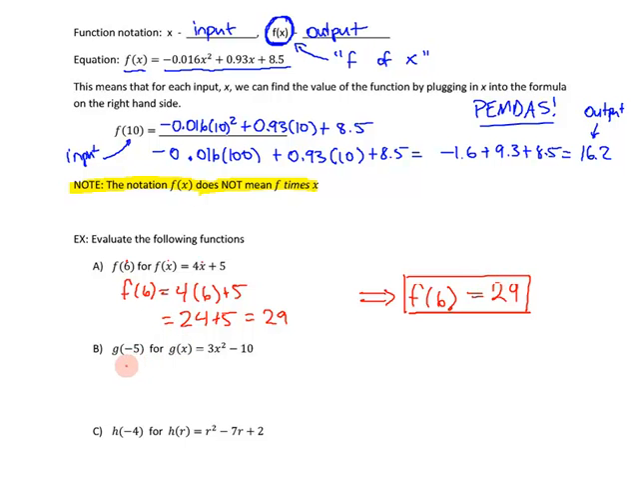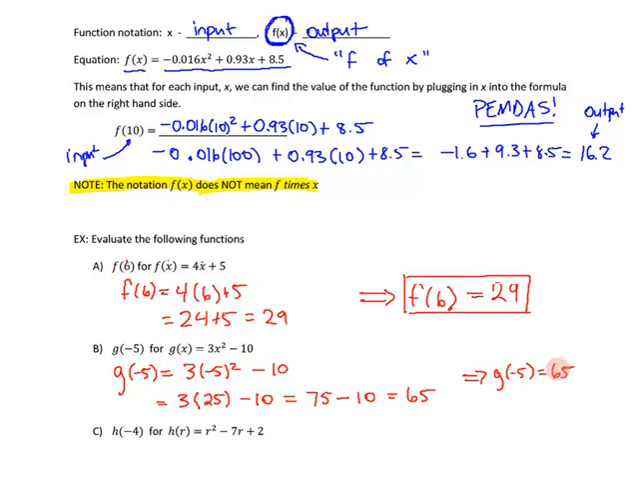We'll do the same thing for example B. Now we've changed the name of the function, but it still works the same way. g of negative 5. If this is my formula for g, it's going to be 3 times negative 5 squared minus 10. Alright, negative 5 squared is a negative 5 times a negative 5, which gives me a positive 25. 3 times positive 25 is 75. 75 minus 10 is 65. So altogether, g of negative 5 is 65.